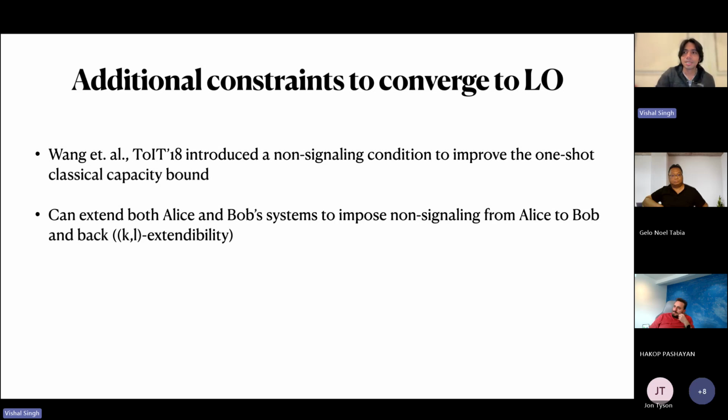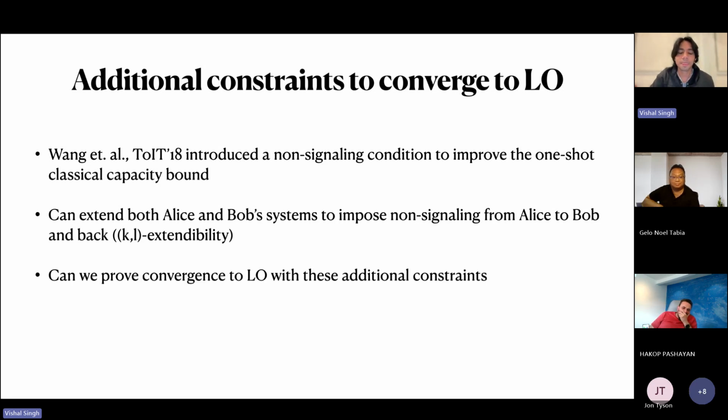So if there are ways to use some sort of symmetries to further optimize this program, that would be very nice. And then the question is, with the scaled extendibility, can we actually prove that the set of k-extendible measurements converges to the set of measurements that are simulable by just local operations?